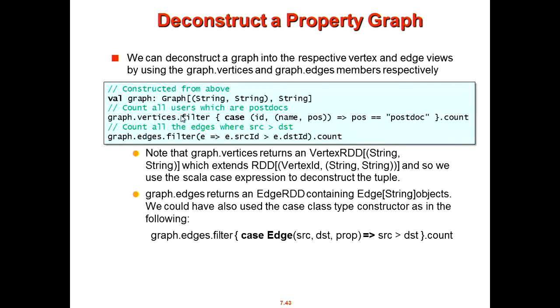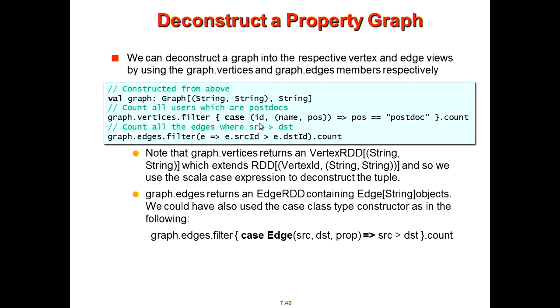So here we give you 2 examples. For example, if we count all the users which are postdocs, so postdocs are the attributes on the vertices, right? So it means that we need to deconstruct the property graph according to the vertices and do some filter. And the solution is that we first get the vertices. So graph.vertices will get vertices RDD. Remember, this is RDD.